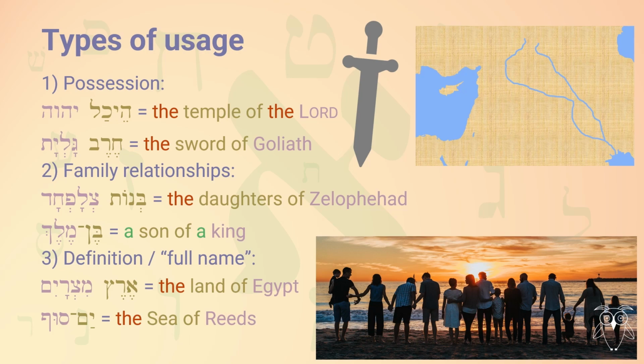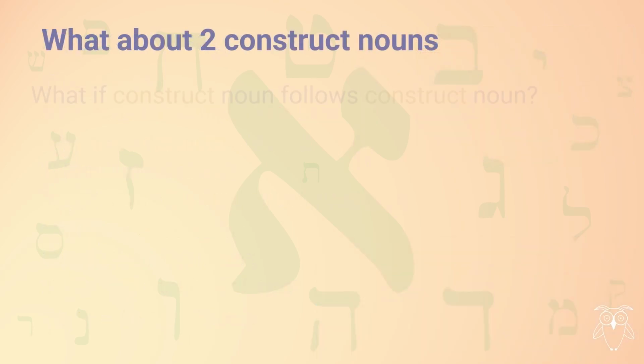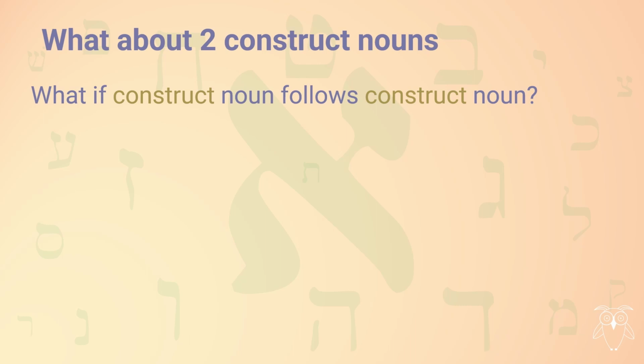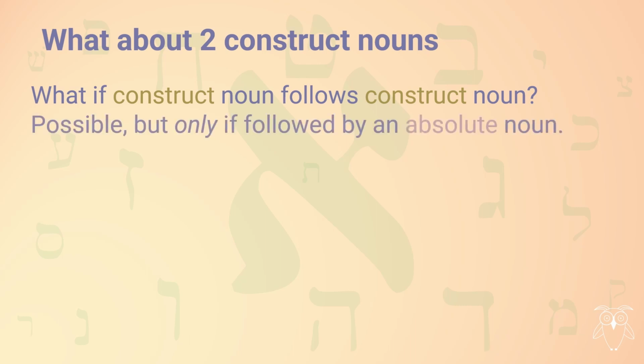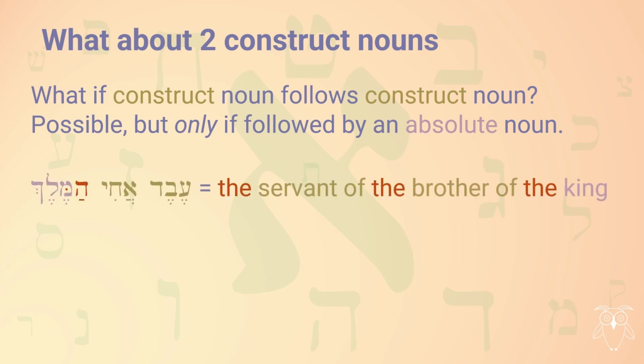At this point you might have another question. Can you have situations where two construct nouns follow each other? Yes, you can have two or more construct nouns follow each other. But no matter how many construct nouns you add to the construction, the final word should always be an absolute noun. For example, Eved Achi HaMelech, the servant of the brother of the king.